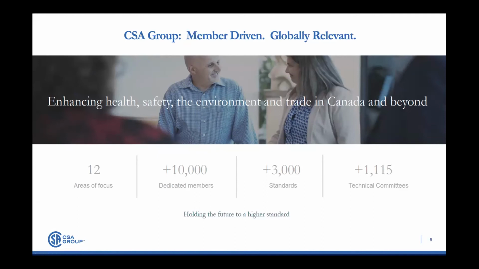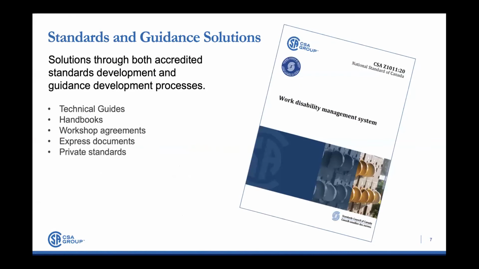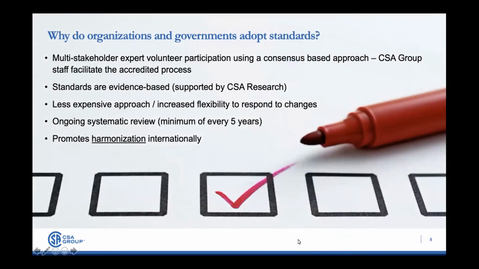So CSA not only develops standards, but we also have guidance materials, and it's developed through our accredited standards development process. This is accredited by the Standards Council of Canada, so every year they come out and audit us to make sure that we're following our rules and directives. On top of doing the standards, we also do technical guides, handbooks, which quite often are implementation guidance material, workshop agreements, express documents, and private standards. The last three are not accredited, but quite often they do lead to a final output of an accredited standard.